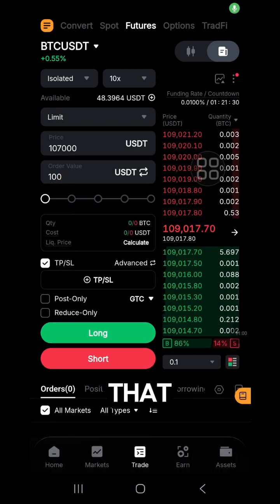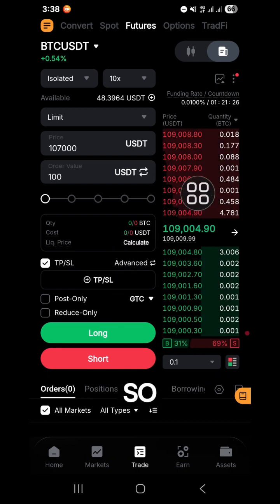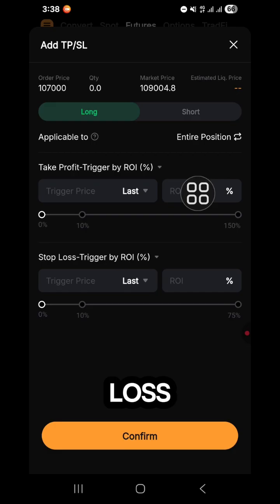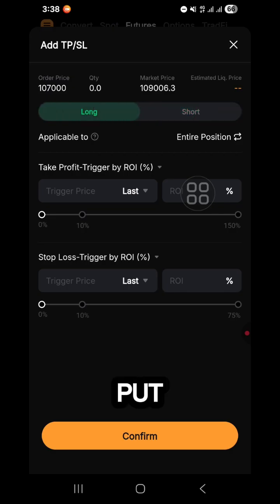So once you have set that, the next step is to put in your take profit and stop loss. You simply tap on take profit stop loss. Since I am predicting that the price is going to go up, I'm going to select long. If I predict that the price wants to go down, I will put short. But since I'm predicting that it's going to go up, I'm going to put long.